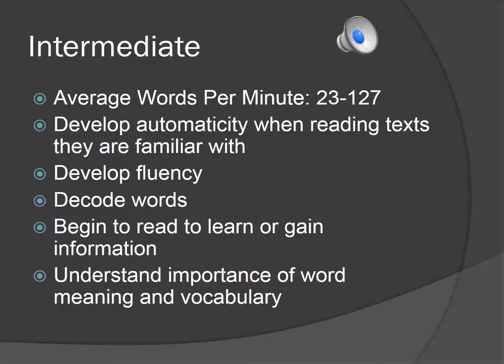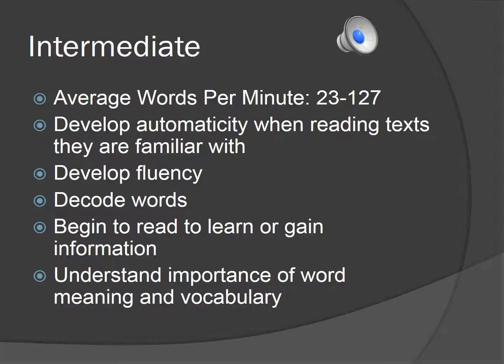In the intermediate stage of reading acquisition, children read words per minute, and the average would be 23 to 127 words per minute. So they're beginning to develop automaticity when reading text they are familiar with. So they can automatically read certain words, and the children are beginning to develop fluency and the ability to decode words, which goes along with that.